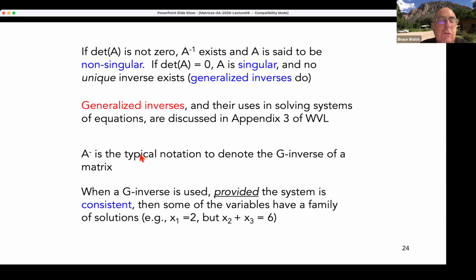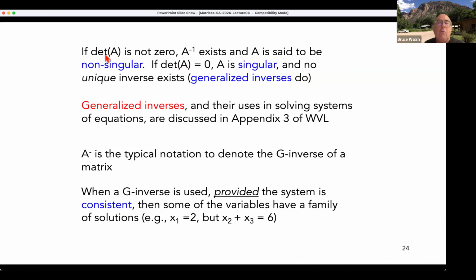There's things called G inverses. We often use the notation, instead of A superscript minus 1, we do A superscript minus. What does a G inverse mean? Well, I suppose I've got 3 equations and 3 unknowns. A G inverse might tell you that x1 equals 2, but all you can say about x2 and x3 is together they equal 6. So this is a set of solutions, not a unique solution.